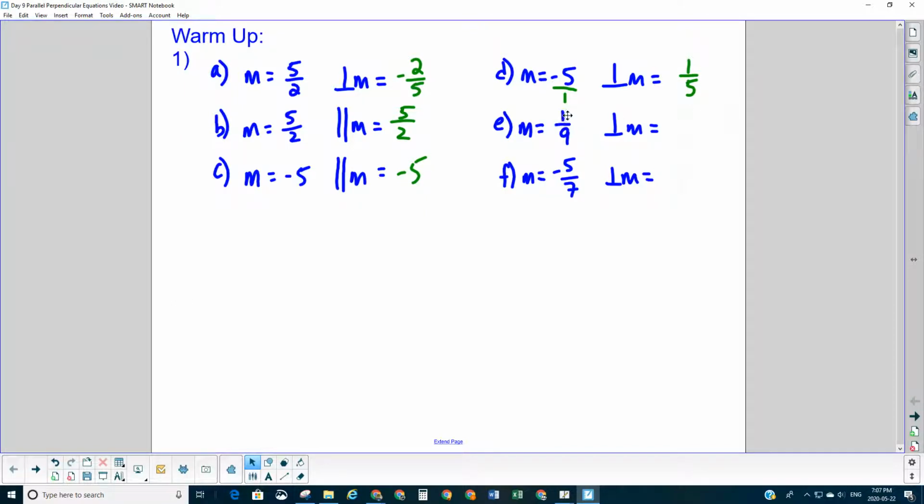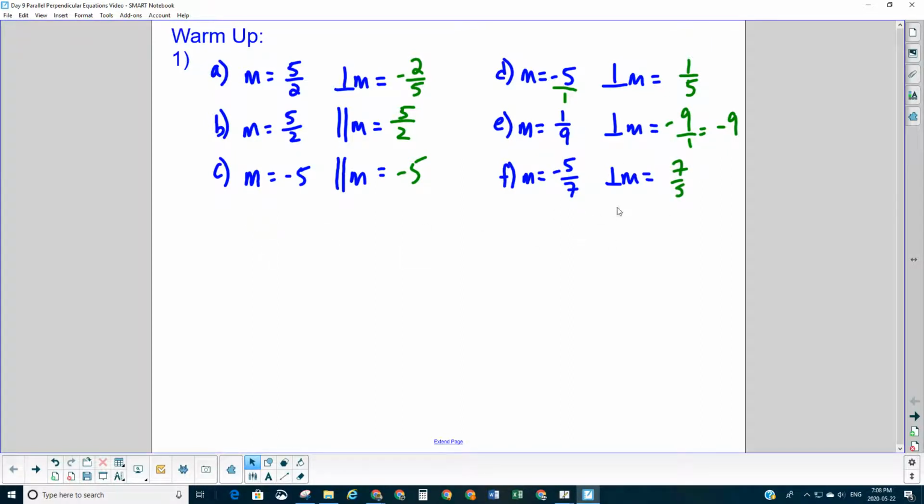Here's another one. M is 1/9. Perpendicular would be the reciprocal, the negative reciprocal, which would be negative 9 over 1, which you probably would just say is negative 9. Both are equally correct. And our last one, M is negative 5 over 7. Perpendicular would be the negative reciprocal. Flip these over, becomes 7 over 5. Since this is negative, this one becomes positive.